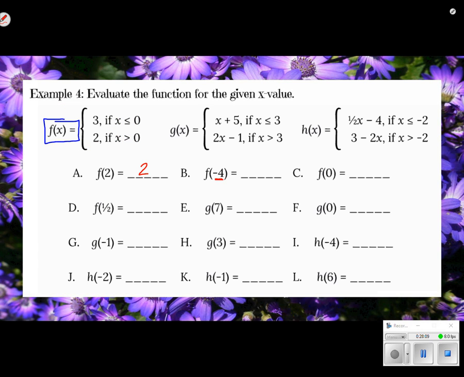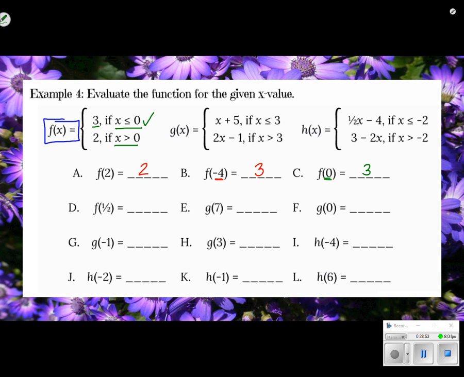So the question is, where does negative 4 fit in? Is negative 4 less than or equal to 0 or greater than 0? It is less than or equal to 0. So I look here. Is there an x to plug something in? There isn't. So I just write that y value of 3. F of 0, where does it fit? Is 0 less than or equal to 0 or greater than 0? 0 is less than or equal to 0 because it's got the equal to bar. So we choose the 3.